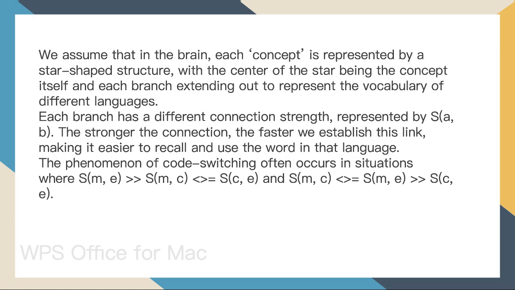We assume that in a brain, each concept is represented by a star-shaped structure, with the center of the star being the concept itself and each branch extending out to represent the vocabulary of different languages. Each branch has a different connection strength, represented by S of A and B. The stronger the connection, the faster we establish this link, making it easier to recall and use the word in that language. The phenomenon of code switching often occurs in situations like this.